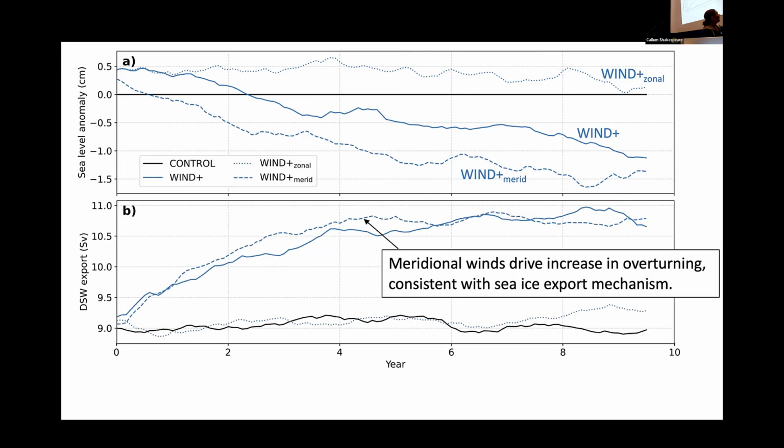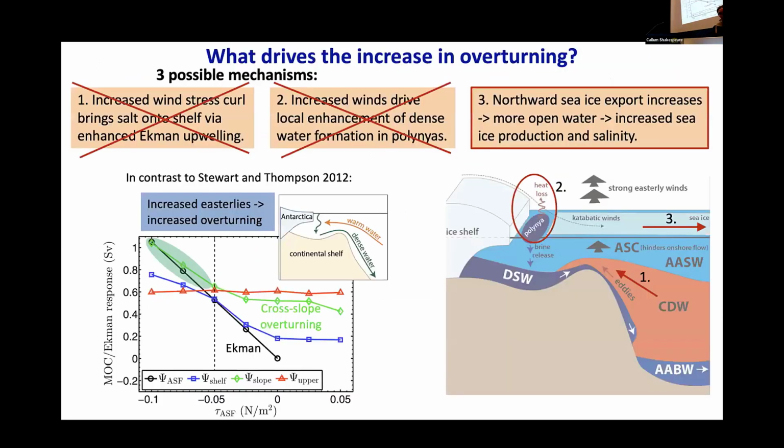And if we look at how our dense water export changes, our overturning increase comes entirely from the meridional winds. Okay, so we can conclude from that that it's the sea ice mechanism driving the change in the overturning, and that's linked to the meridional winds. Interestingly, this contradicts the Stewart and Thompson hypothesis, who said it was due to the zonal winds. I guess that's an idealized-only study. I guess our perturbation uses a much more realistic model.